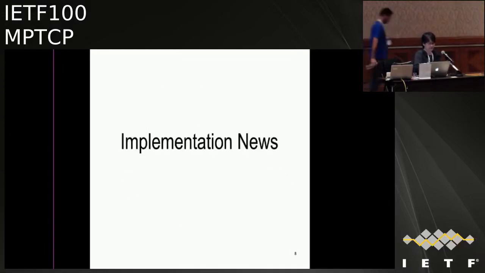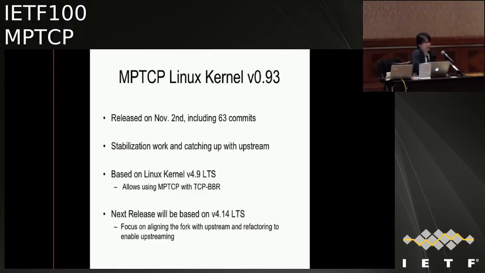Okay, then implementation news. As you might have noticed, we got a new MPTCP Linux kernel implementation. The version number is 0.93, and it was released November 2nd. This release mainly focused on stabilization work, bug fixes, and catching up with upstream. As a result, the current MPTCP Linux implementation is based on Linux kernel version 4.9, which allows users to utilize MPTCP with TCP BBR. This might be related to Jing's application today. They are also focusing on catching up with upstream, so their plan is for the next release to be based on version 4.14, with some refactoring in order to catch up with upstream.